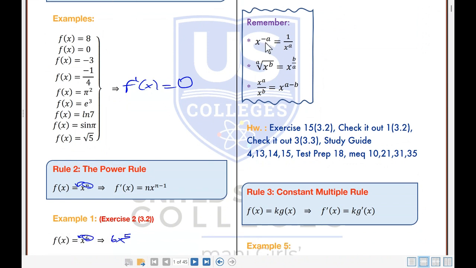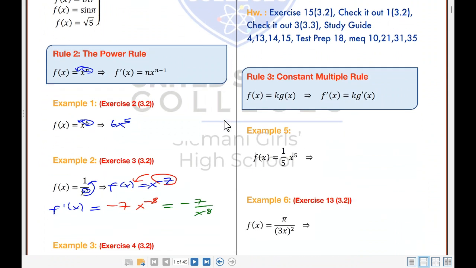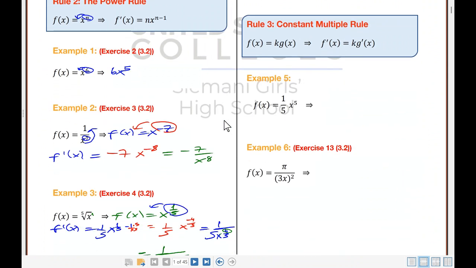Okay, as we talked in the previous questions, when there is negative exponent, we can change the location. When there is radical, we write this as fractional exponent. When there is division with the same basis, you subtract the exponents. When there is multiplication with the same basis, you add the exponents. So these are from previous grades. We are still using it.